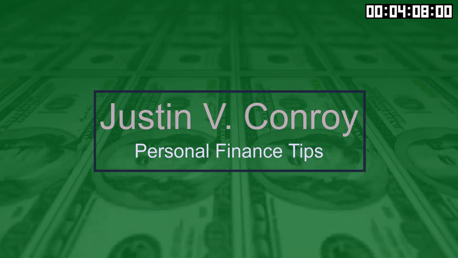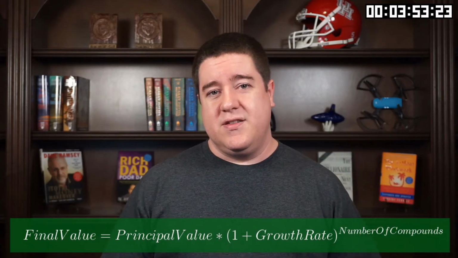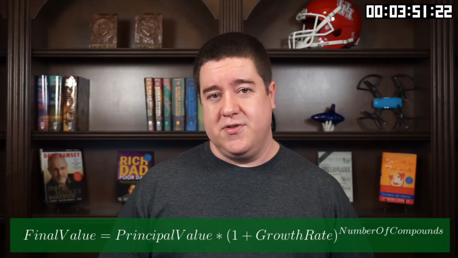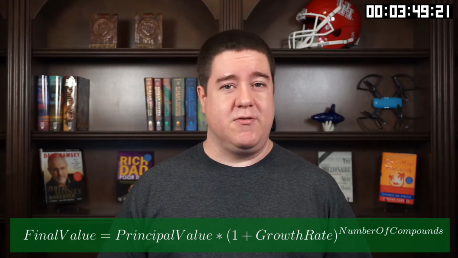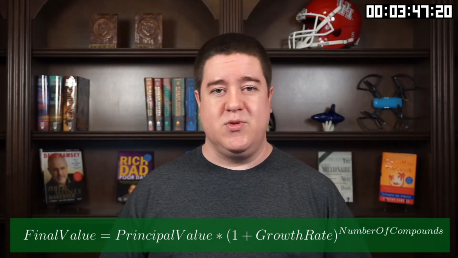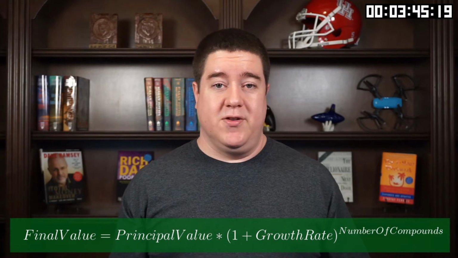Alright, so the first thing we need to do is figure out what data we need to calculate the future cost of college. And it's actually really easy. You remember that compound growth formula from Algebra 1 in high school? Well, if not, don't worry. Here it is right here. Simply, the final value is equal to the principal times 1 plus the growth rate to the number of times we compound.